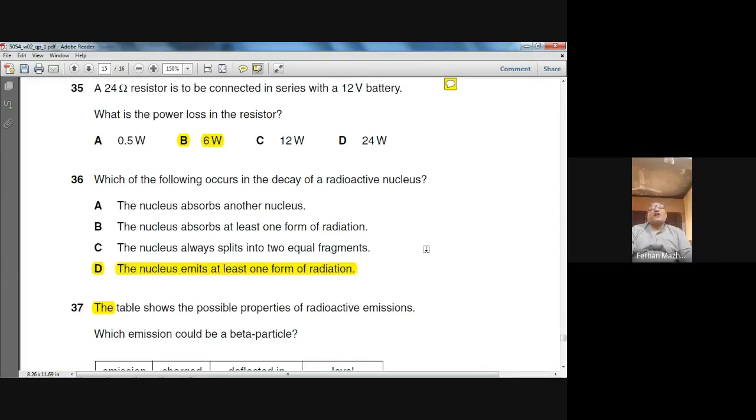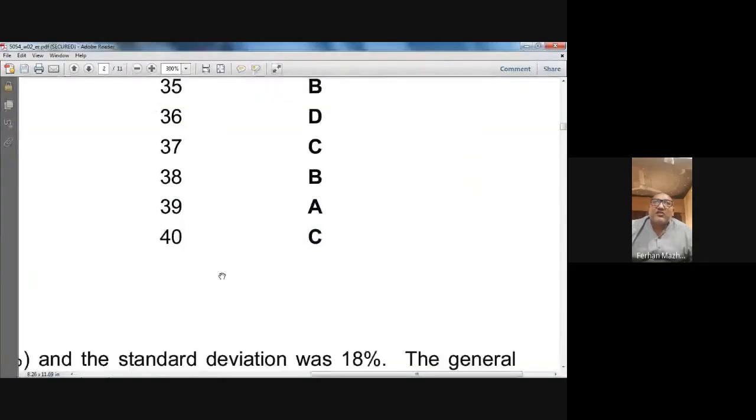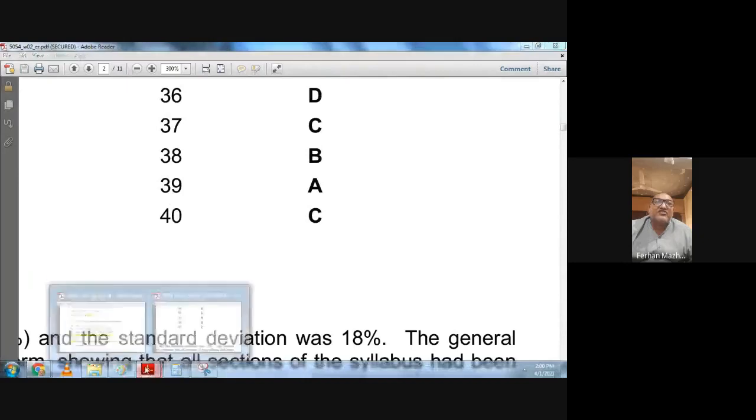D is the right answer. At least one form of the radiation, alpha, beta, or gamma, is given out. So question number 36, D is the right answer. Let me check. Okay, question number 36, D is the right answer.